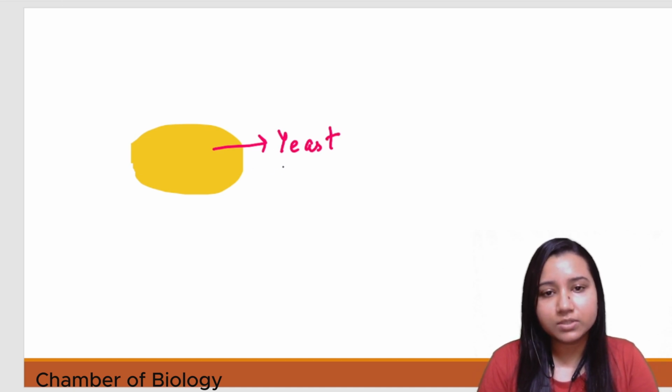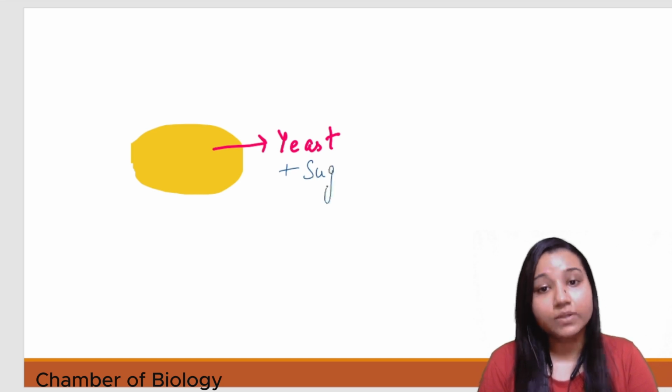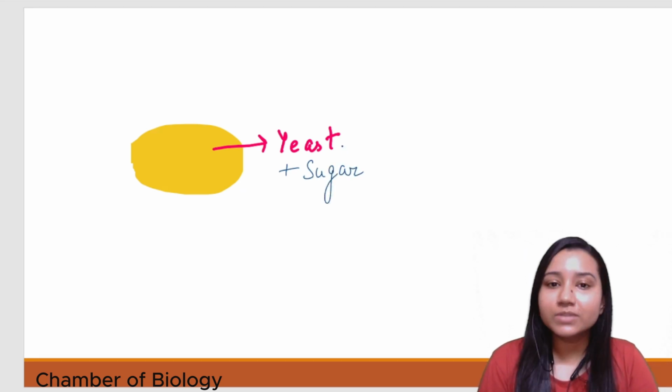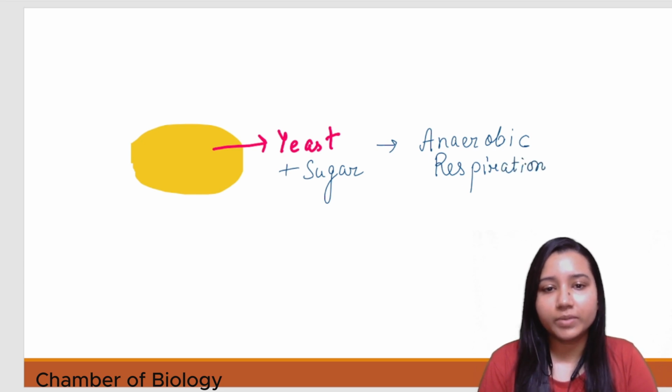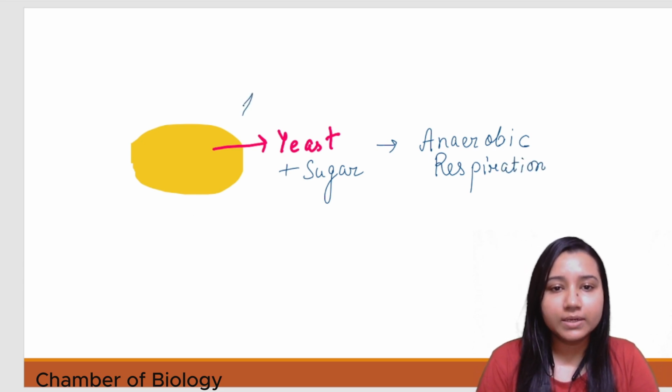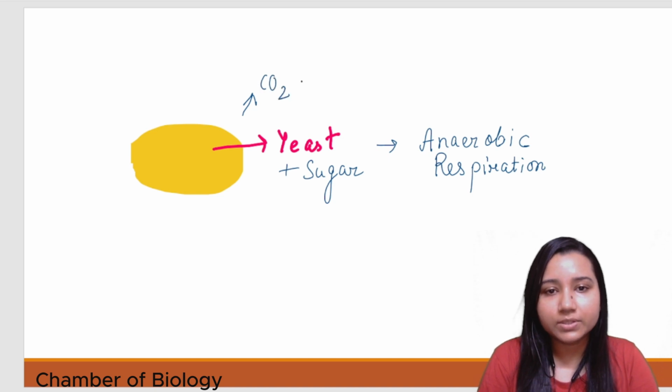Along with that, I use some sugar. Using this sugar, the yeast is going to do anaerobic respiration. That means alcohol fermentation is done, right? In this anaerobic respiration, what we are going to see in alcohol fermentation is the release of carbon dioxide plus the alcohol.